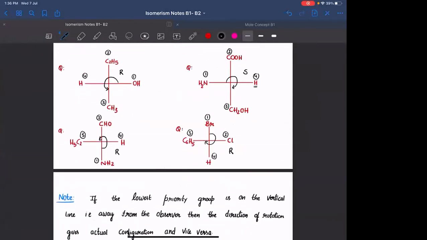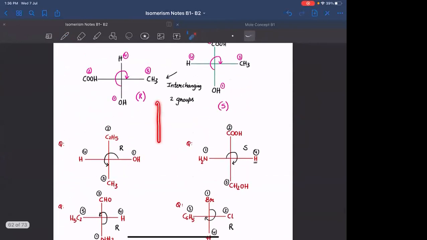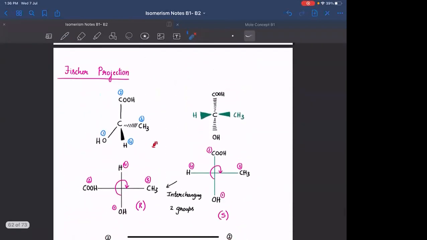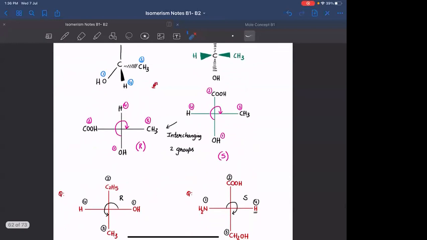In the last lectures, we have seen how to assign RS configuration, and how to convert a given molecule into Fisher projection. In the Fisher projection, you will be representing the molecule as a plus. The groups which are present on the horizontal line are coming towards us. The groups which are present on the vertical line are going away from us. Agreed? Right? Okay.